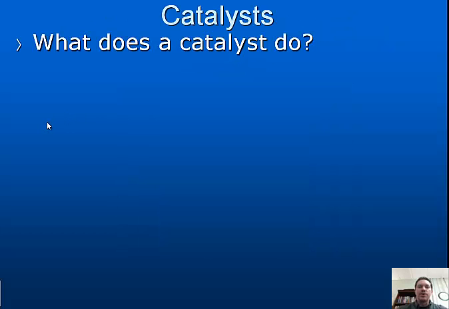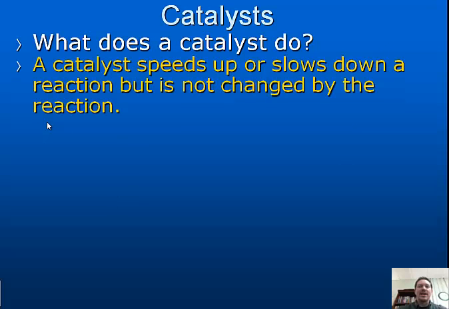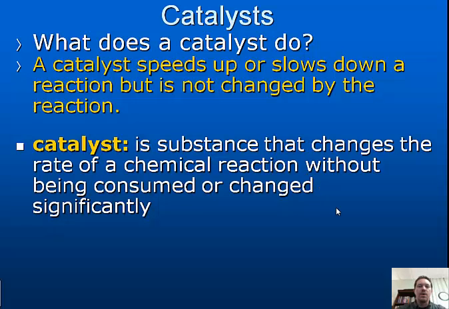Alright, so looking at a catalyst, what does a catalyst do? A catalyst can speed up or slow down a reaction, but it is not changed or affected by the reaction itself. So we can recover the catalyst after the reaction takes place if we need to. To define catalyst: a substance that changes the rate of a chemical reaction without being consumed or changed significantly.